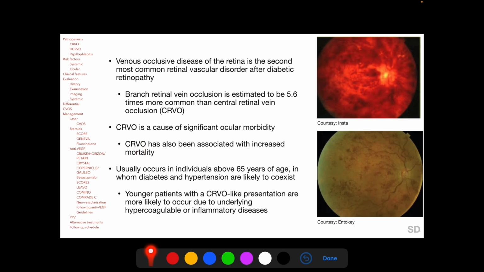CRVO usually occurs in individuals above 65 years of age in whom diabetes and hypertension are likely to coexist. CRVO-like presentation in younger patients is more likely to occur due to underlying hypercoagulable and inflammatory diseases, which we'll discuss. These two clinical photographs show the fundus of eyes with CRVO. This is a severe variant of CRVO, and this is a less severe variant of CRVO.